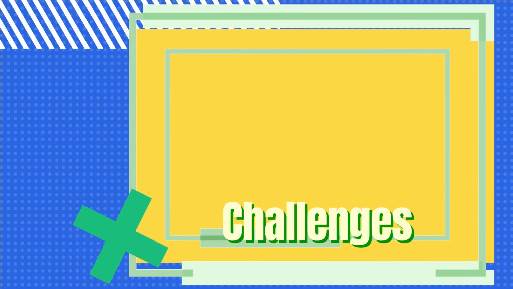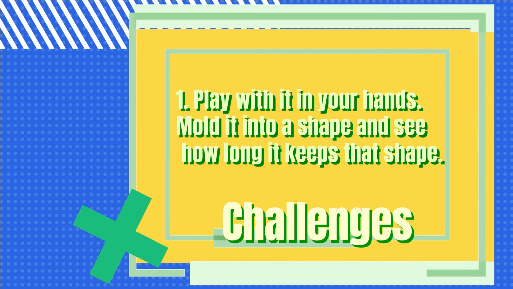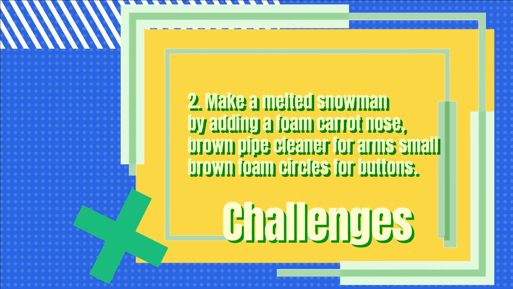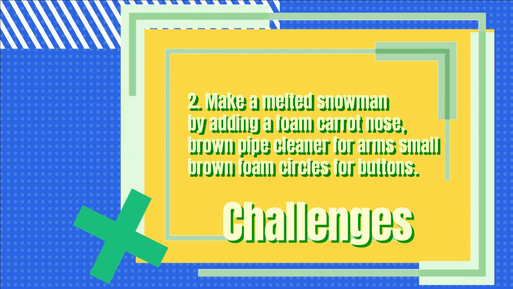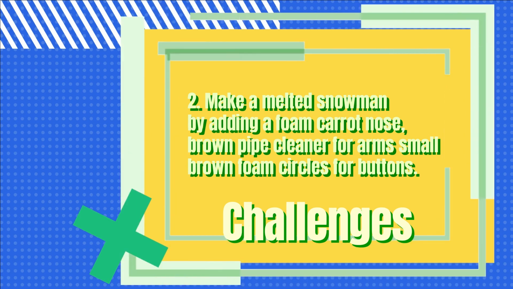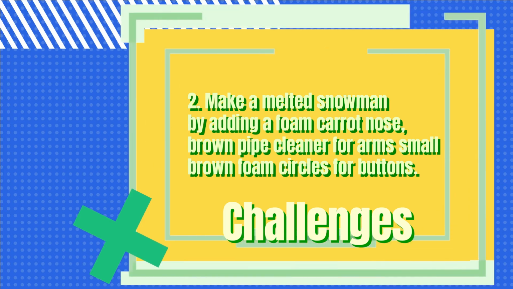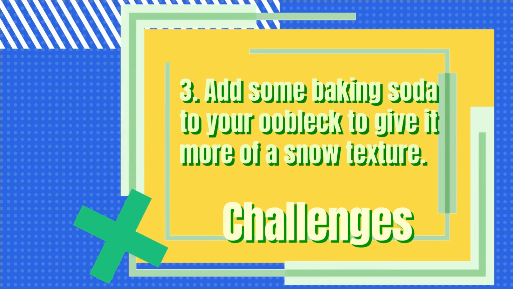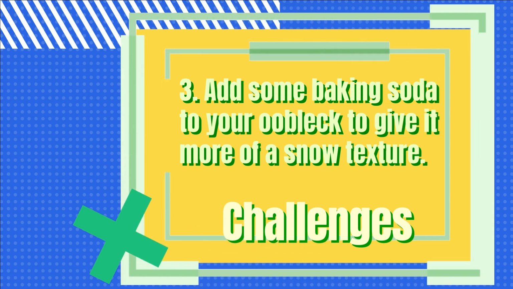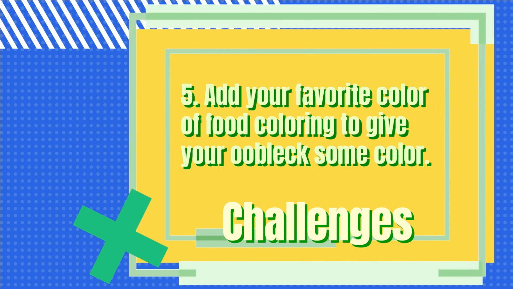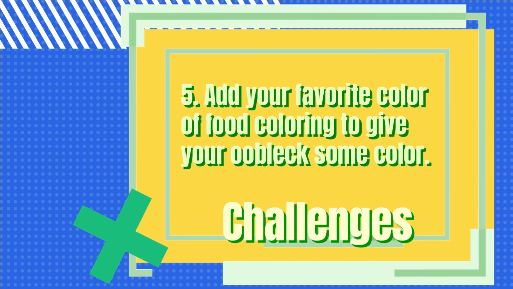Here are the challenges to do with your Oobleck. 1. Play with it in your hands. Mold it into a shape and see how long it keeps that shape. 2. Make a melted snowman by adding a foam carrot nose, brown pipe cleaners for arms, and small brown foam circles for buttons. 3. Add some baking soda to your Oobleck to give it more of a snow texture. 4. Add white glitter to give your Oobleck some sparkle. 5. Add your favorite color of food coloring to give your Oobleck some color.